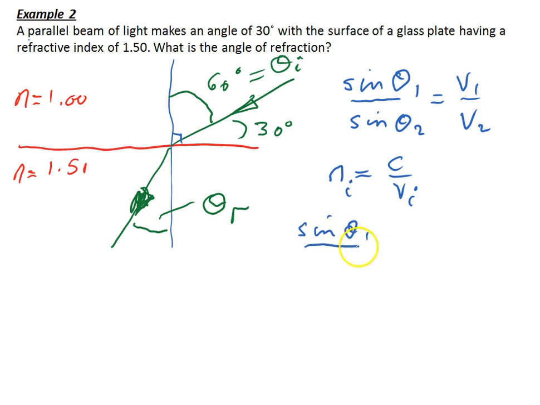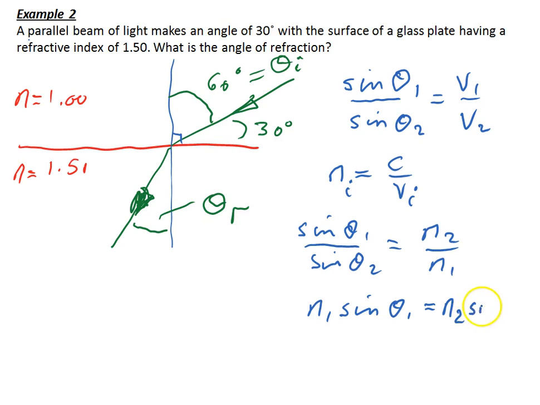sine theta 1 over sine theta 2 is equal to N2 over N1, and this is normally remembered by multiplying so that we have, instead of ratios, N1 sine theta 1 is equal to N2 sine theta 2. But those are all valid statements of Snell's law.